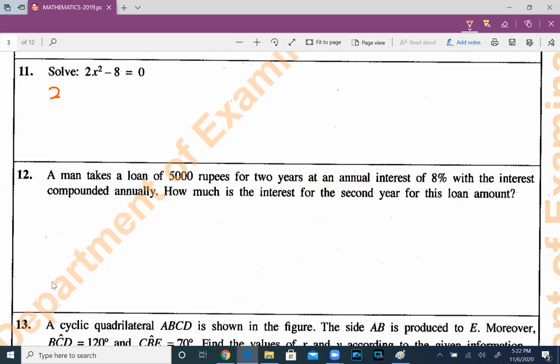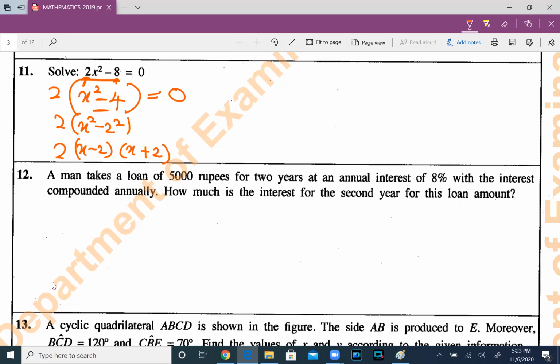When you factorize here, you take 2 as a common factor, because here it is a multiple of 2 and here also it is a multiple of 2. So it is x square minus 4 is equal to 0. Again, you can factorize this as x square minus 2 square, which is x minus 2 times x plus 2.